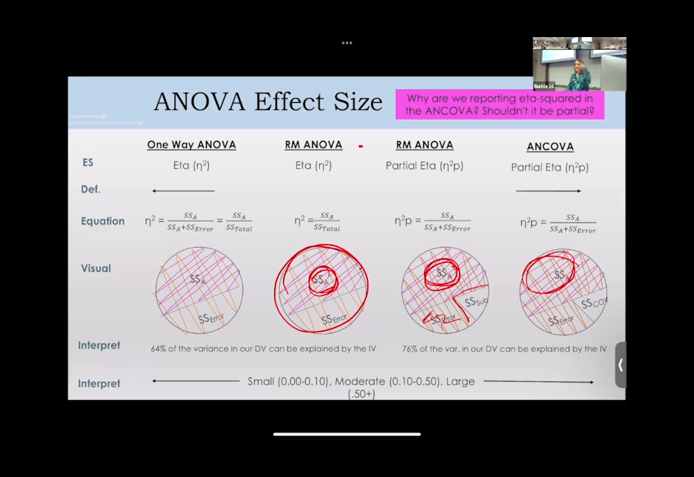The important conceptual piece to understand is that which of these will always be bigger? Any other systematic sources of variance. That's the key. Those wedges that don't get counted in partial eta, those are the other systematic parts that are unique to that type of ANOVA.